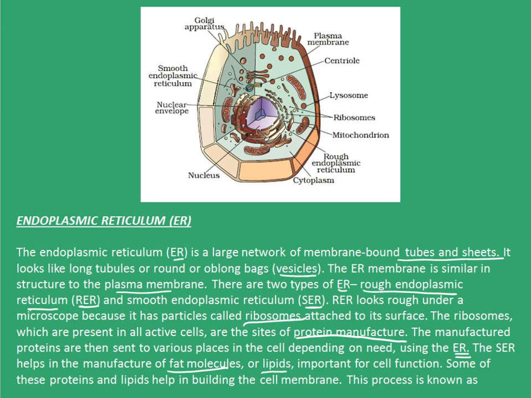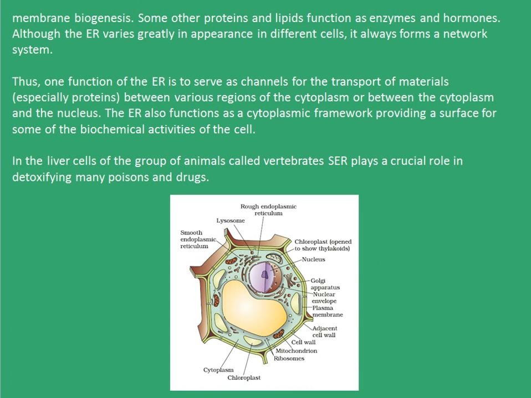Some of these proteins and lipids help in building the cell membrane. This process is known as the membrane biogenesis. Some other proteins and lipids function as enzymes and hormones. Although the ER varies greatly in appearance in different cells, it always forms a network system.